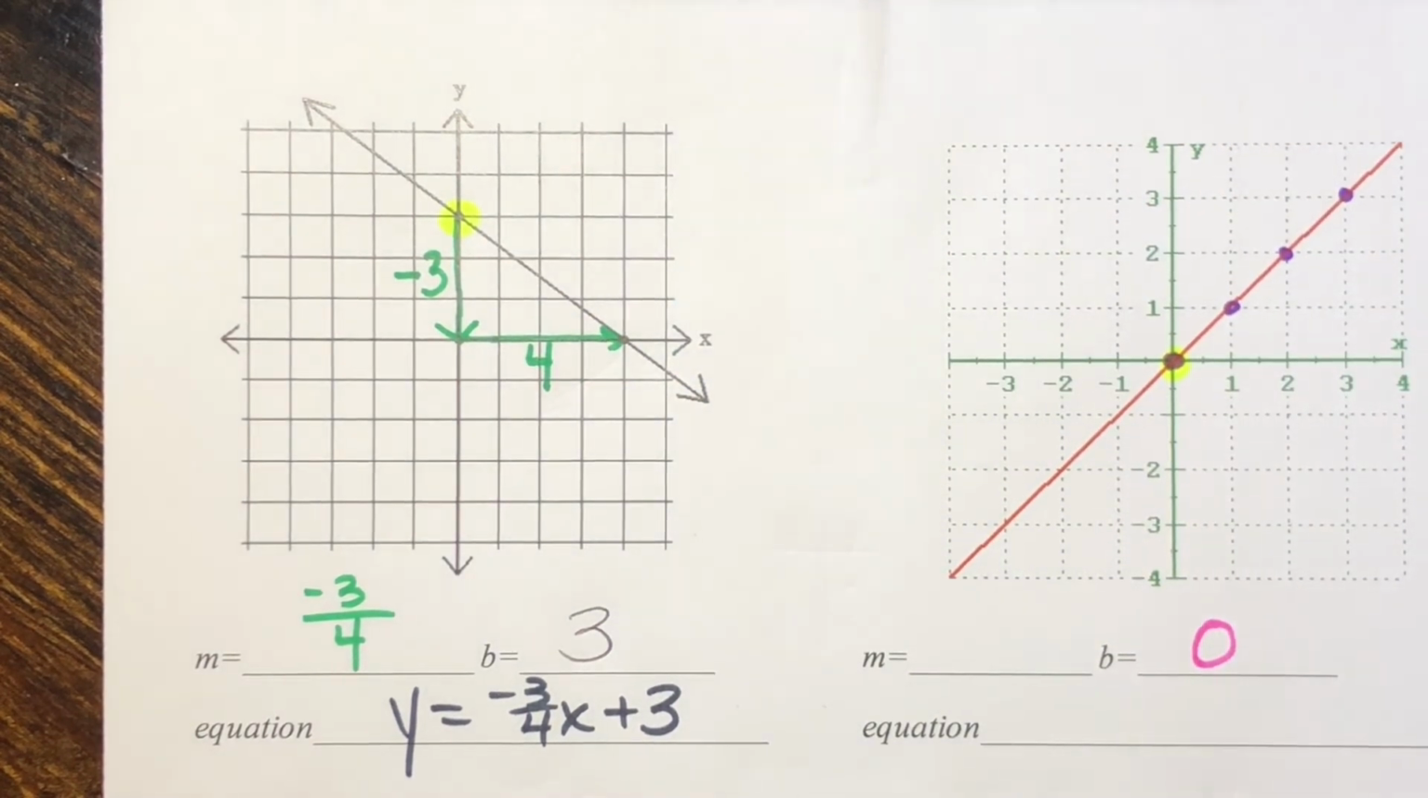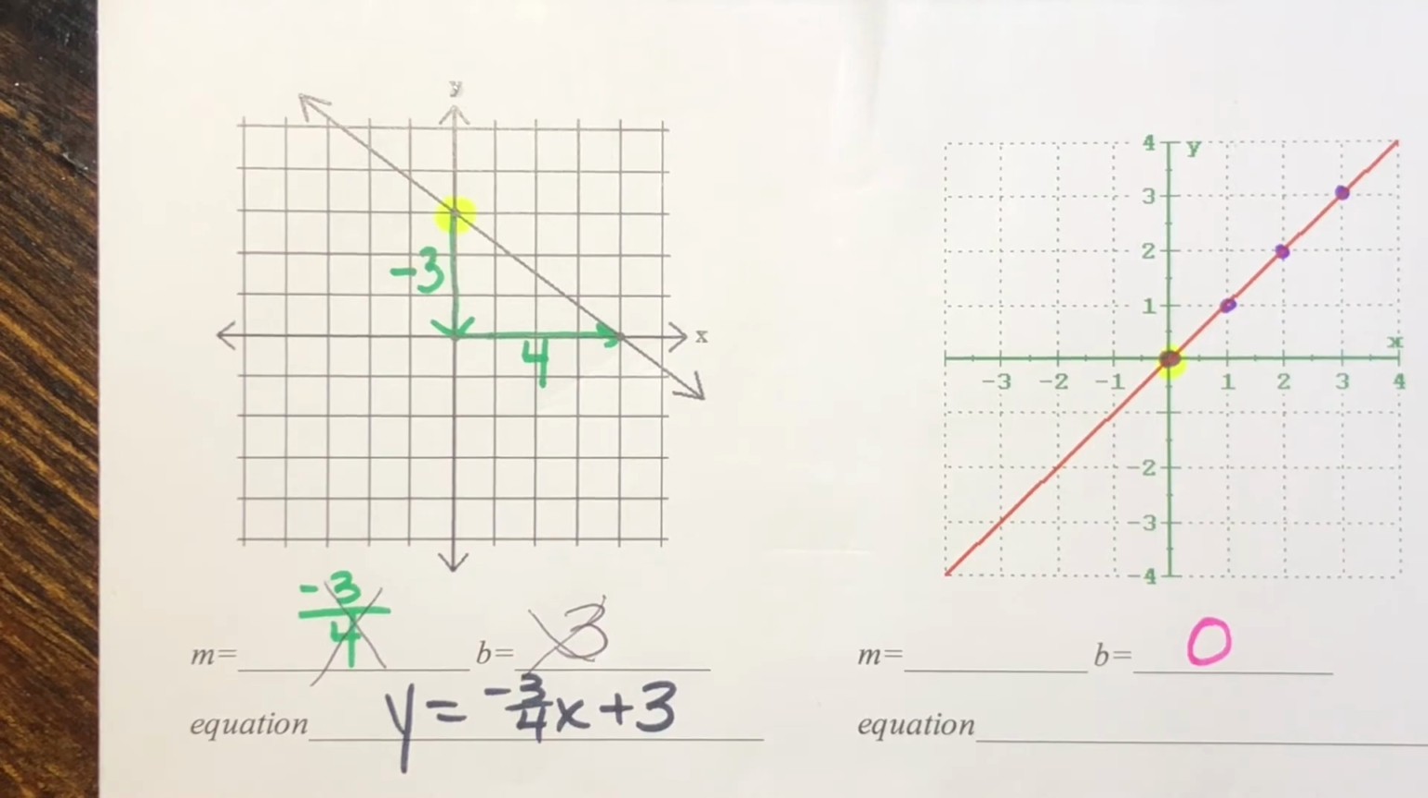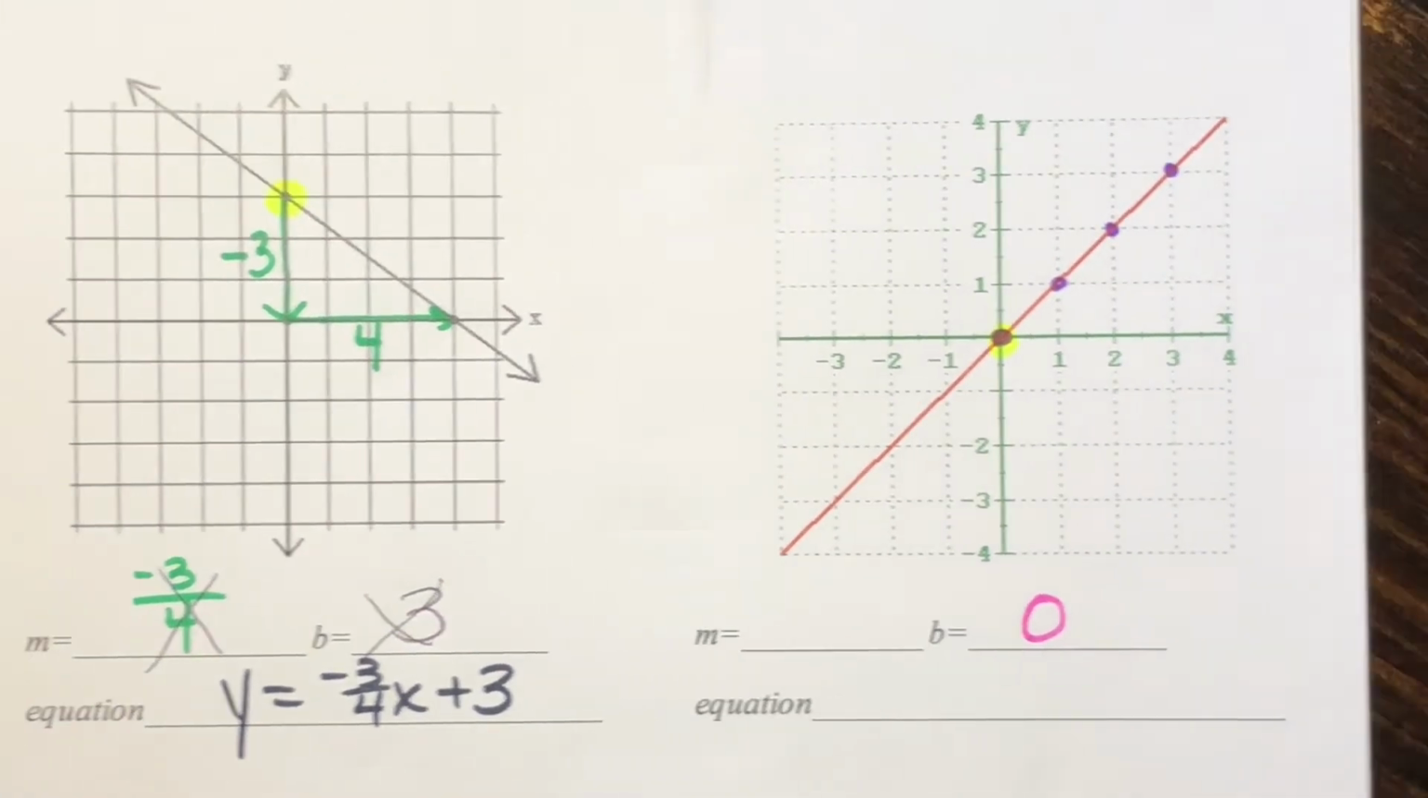Now, eventually, you might be able to go right to writing the equation without needing to pull out the m and the b. This is kind of there to help you, but you don't have to do that. If you can get to the equation without writing the m and b, that's going to be totally fine.